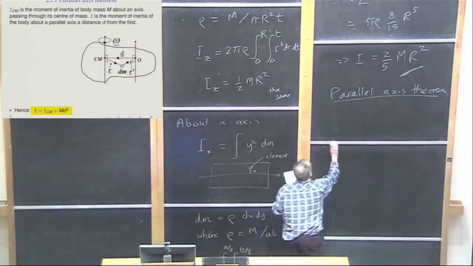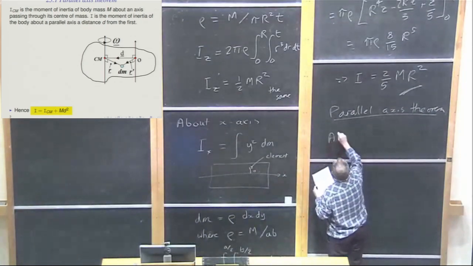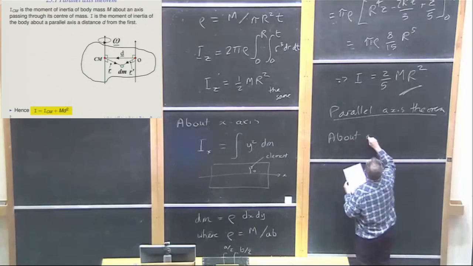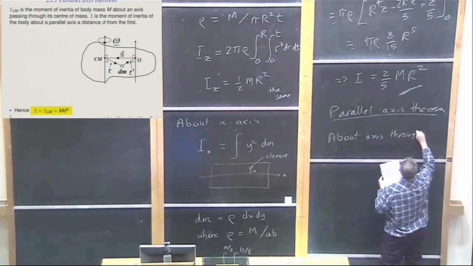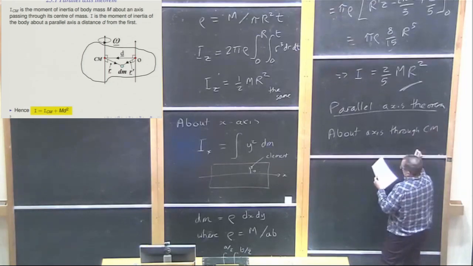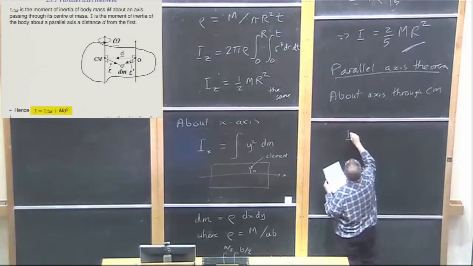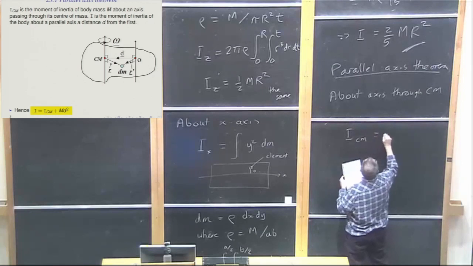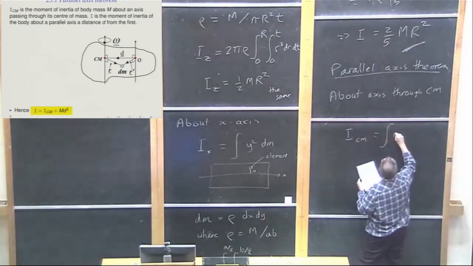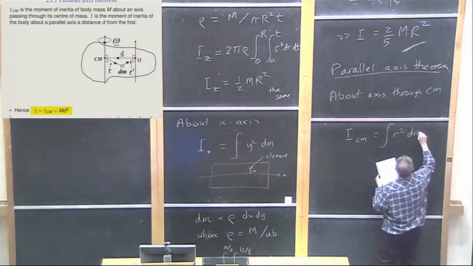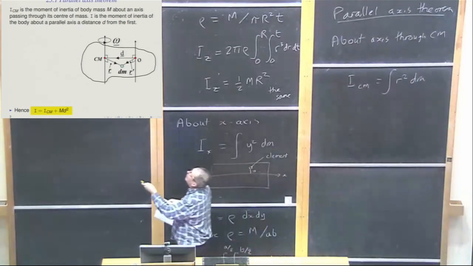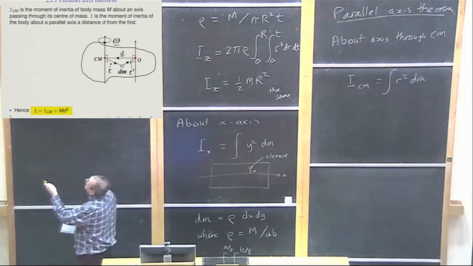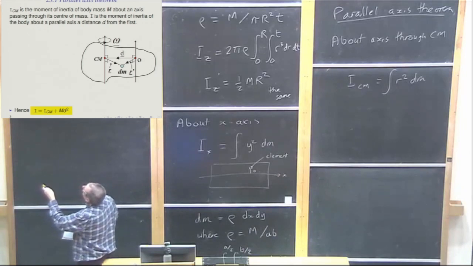Okay, so about the axis through the centre of mass, then we have I_CM is the integral over r squared dm. So this is our elemental bit of mass here, and it's a perpendicular distance r away from this axis.